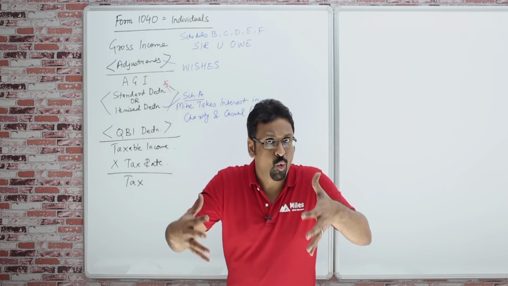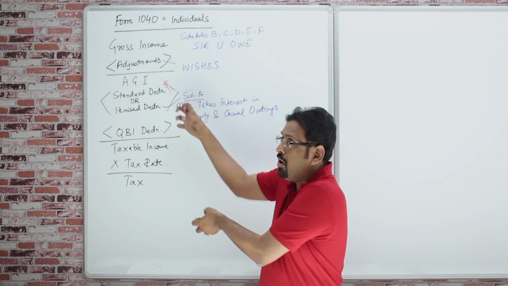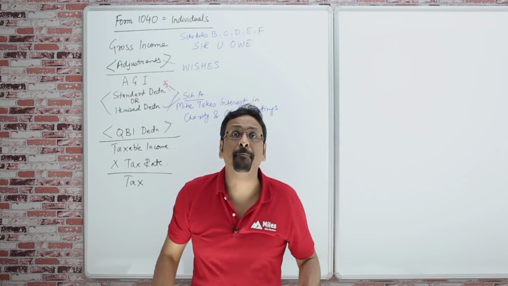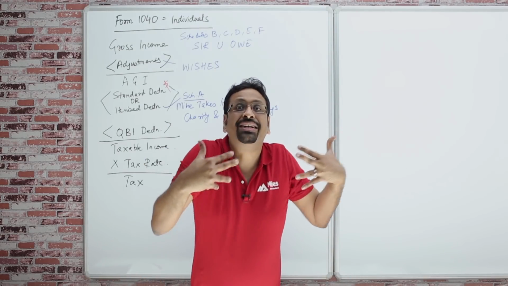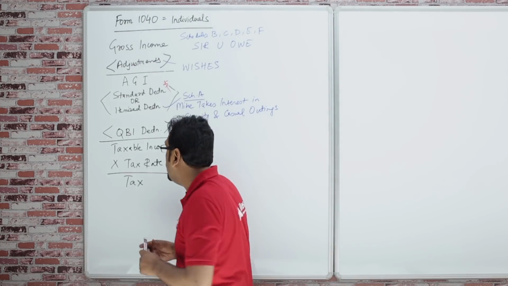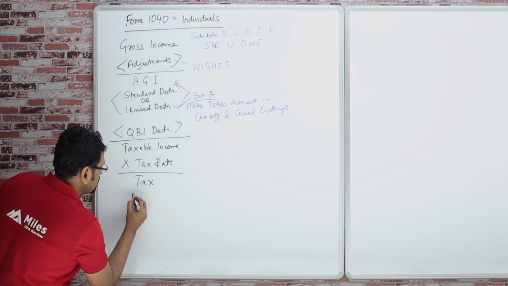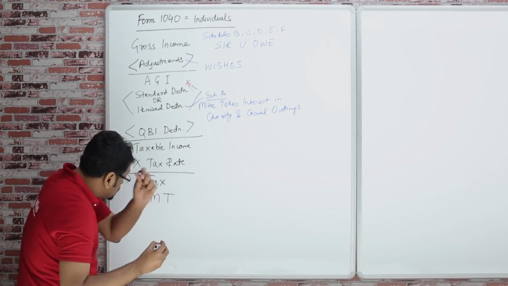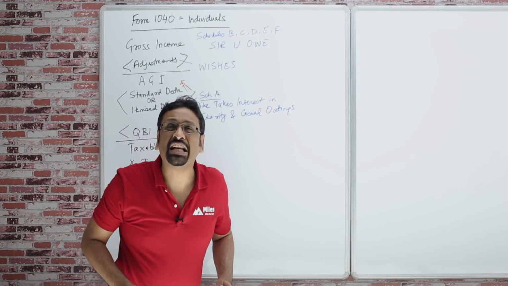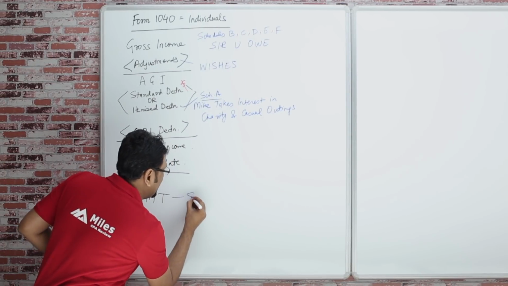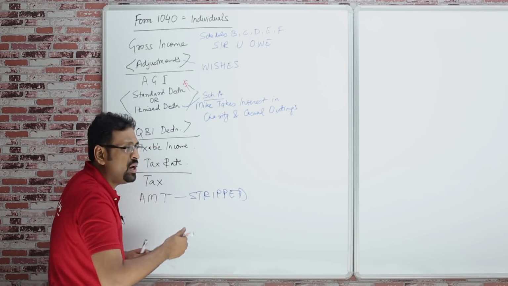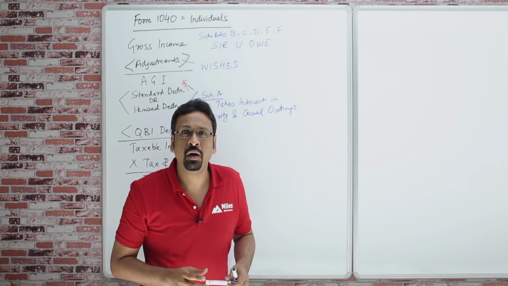In such a way that if those wealthy taxpayers try to avoid taxes on the regular return, Uncle Sam brings them back into the tax net by using AMT, or the alternative minimum tax. So much so that with the AMT, those wealthy taxpayers actually feel stripped of their money. So that's going to be your mnemonic for AMT.